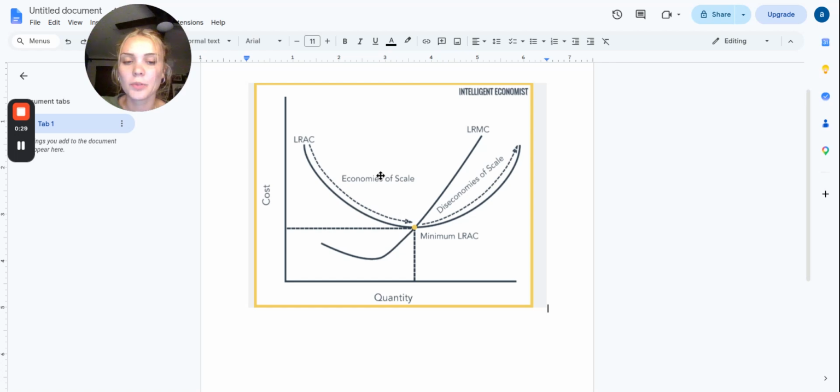Just to start, the formal definition of economies of scale is the reduction in average cost per unit as a firm increases its level of production over the long run.